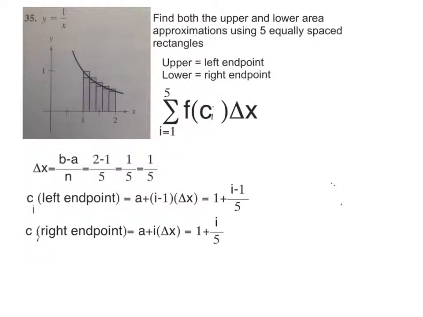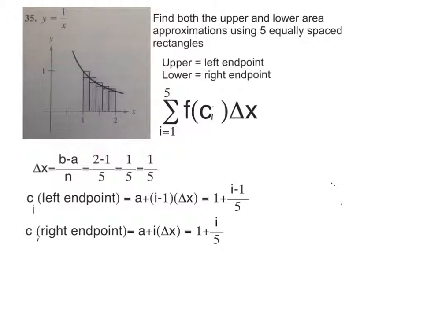So I got a problem for us that's going to be a good one. I'm looking at the function y equals 1 over x, and I want to try to approximate the area from 1 to 2 using 5 equally spaced rectangles. Look here, I got 5 equally spaced rectangles. And I want to know something interesting.